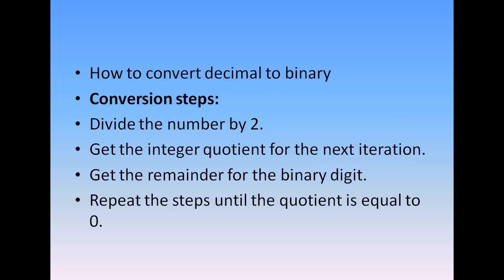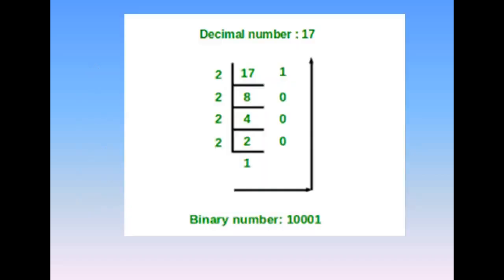Now, we sometimes need to convert decimal to binary. The various conversion steps are: first, divide the number by 2, get the integer quotient for the next iteration, get the remainder for the binary digit, repeat the steps until quotient is equal to 0. How will we do this? Suppose we have the decimal number 17.